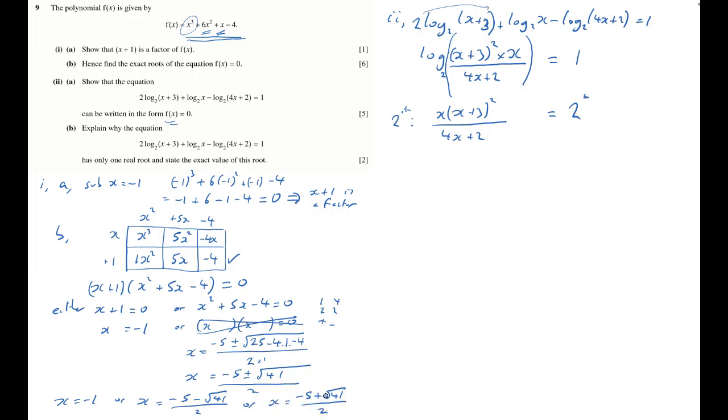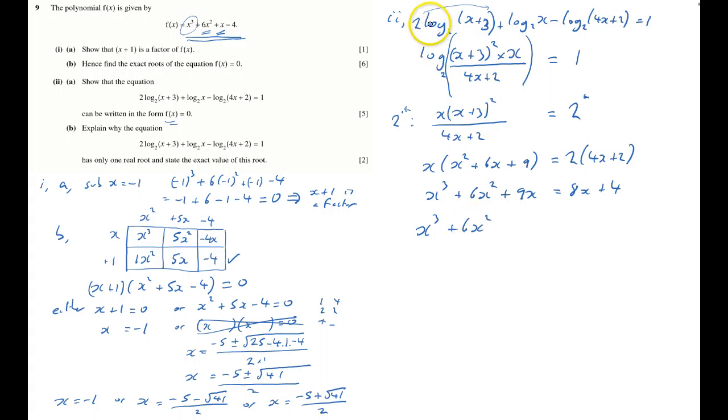Now I multiply it all out. That will give me x times x plus 3 squared will be x squared plus 6x plus 9. You could write it out twice if you wanted to. And that is 2 times 4x plus 2. And that gives me x cubed plus 6x squared plus 9x equals 8x plus 4. And eventually get it all onto one side. That gives me x cubed plus 6x squared plus just the 1x. I'm taking away 8x and then take away 4 as well. Equals 0. And that is what I get, x cubed plus 6x squared. That is correct. So I've done that first bit.